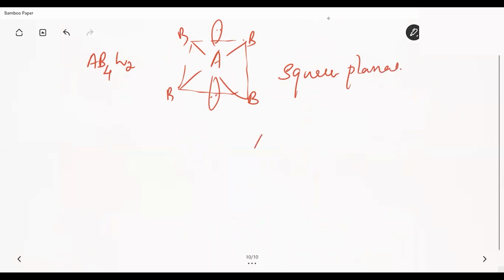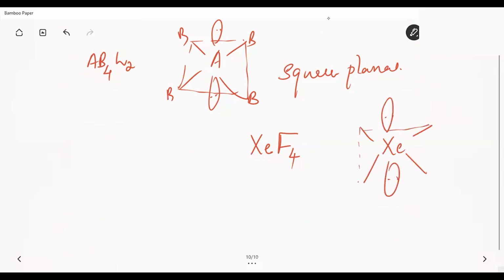Give an example of XeF4. Xenon has 8 electrons, right? So 4 electrons are bonded, and there are already 2 electrons. So Xe will exist like this: 2 lone pairs here, 2 lone pairs here. Yes, this is square planar.